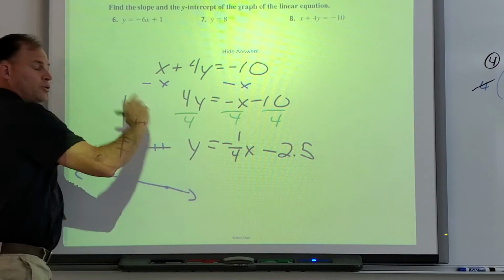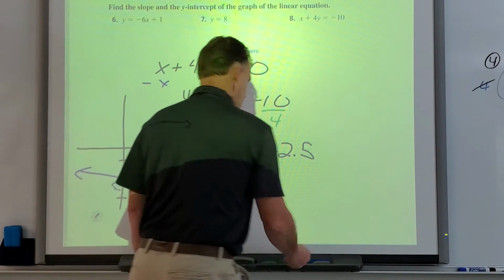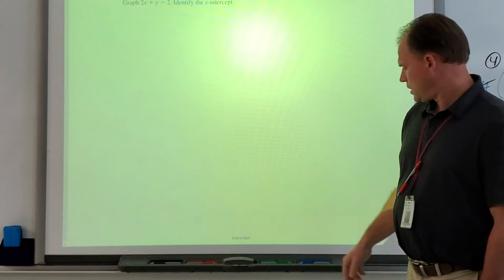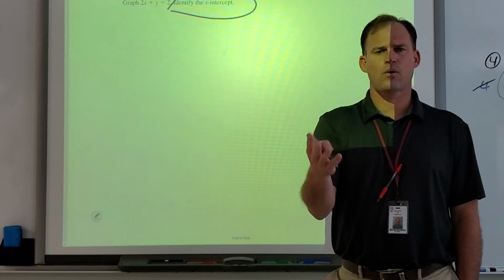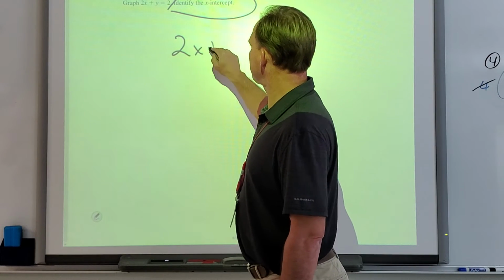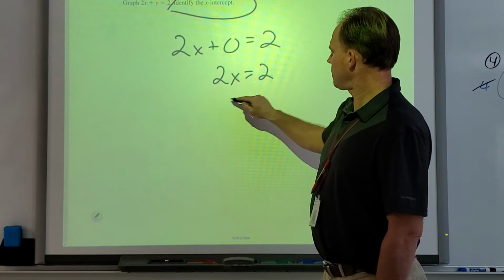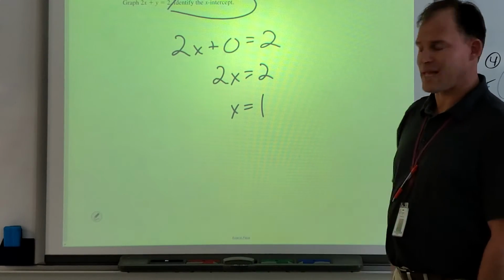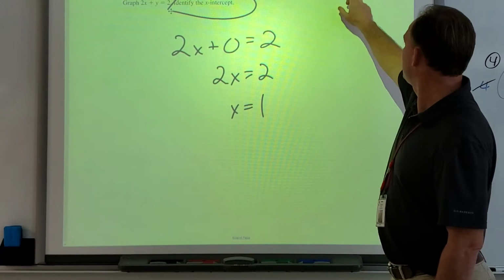All right, make sure you get the y by itself before you start doing anything. Now, a little refresher here. It says, identify the x-intercept. How do I find an x-intercept? There you go. Solve. So my x-intercept here is 1. Little refresher from last unit because that's going to come back.